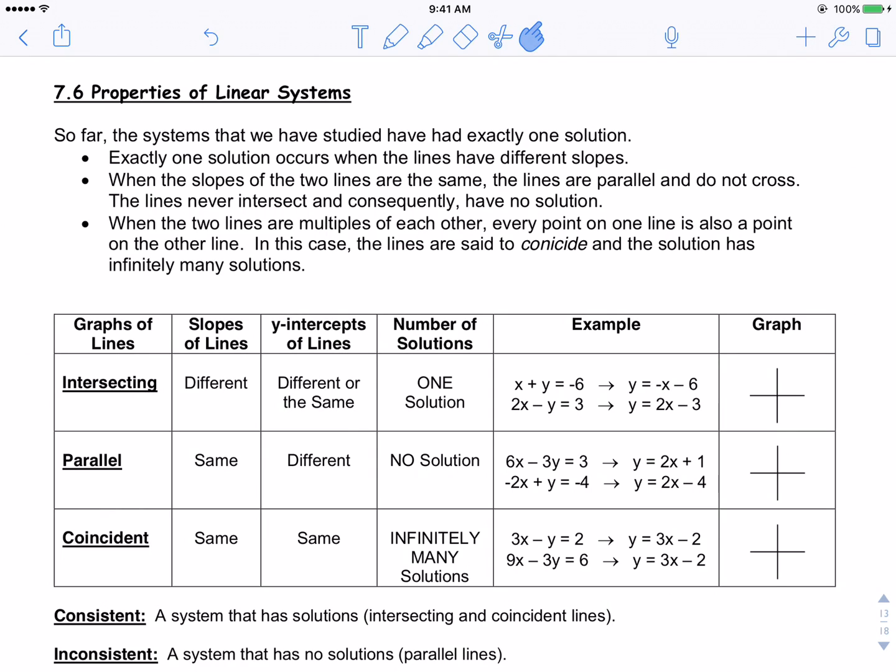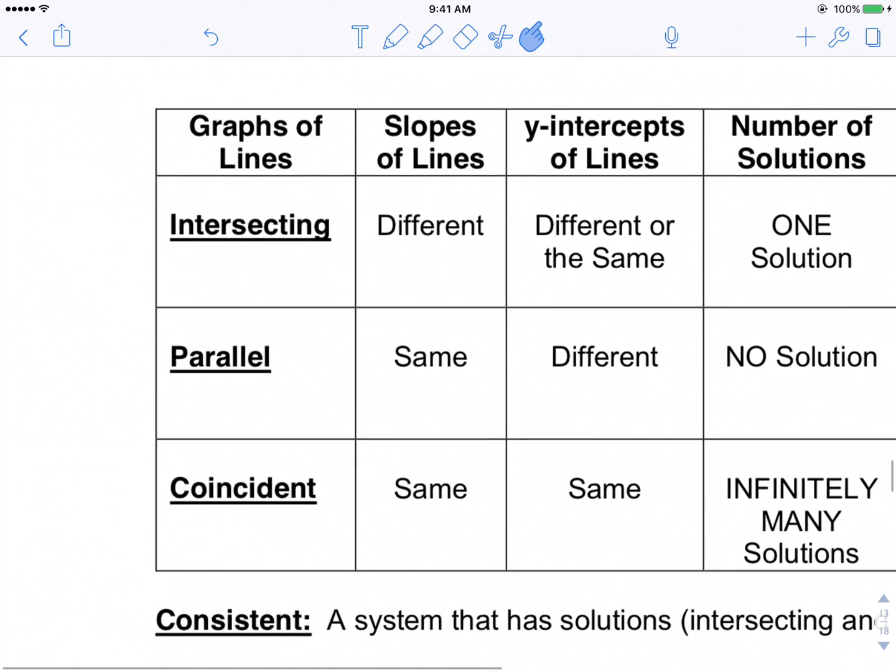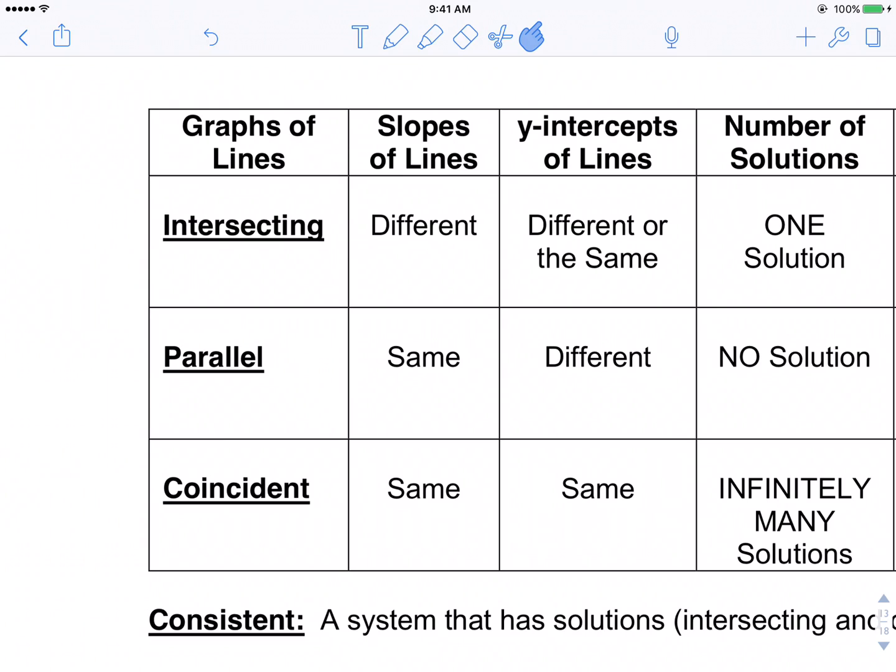Sometimes we'd find that those lines would be parallel, which they would never cross, so there'd be no solution. And then there's a third one in which, well, if the slopes and the y-intercepts were exactly the same, they would overlap each other, and there would be infinite solutions, and we have special names for those. So lines that crisscross once are called intersecting. Lines that are parallel and never cross are called, obviously, parallel.